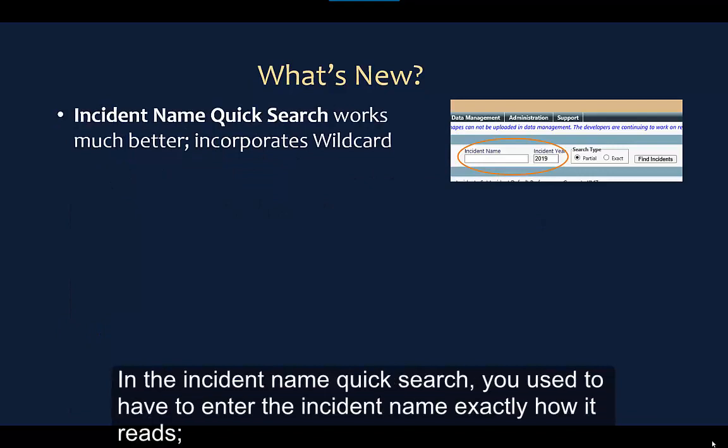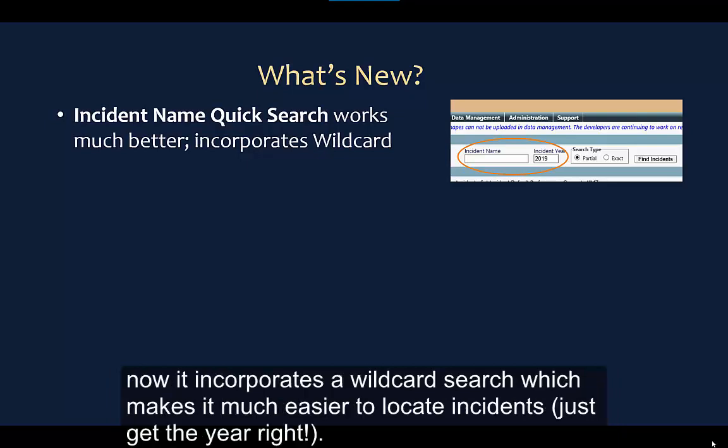In the Incident Name Quick Search, you used to have to enter the incident name exactly how it reads. Now it incorporates a wildcard search, which makes it much easier to locate incidents. You just have to get the year right.